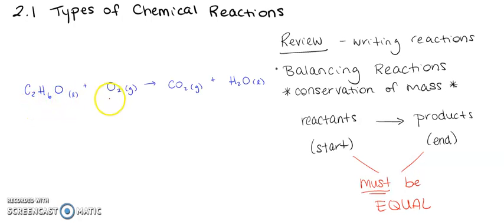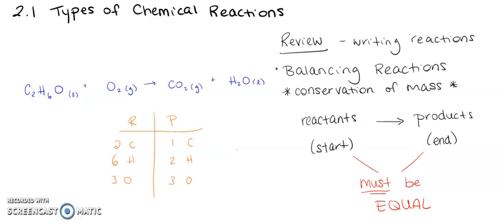Let's say we have ethanol reacting with oxygen to make carbon dioxide and water. On the reactant side of the reaction, we have 2 carbons, 6 hydrogens, and 3 oxygens. Now on the product side, we have 1 carbon, 2 hydrogens, and 3 oxygens. For this to be a balanced reaction, we need to have the same number of each type of atom on each side of the arrow.